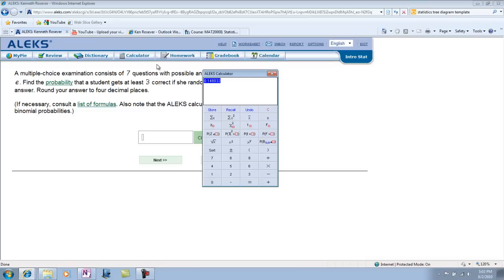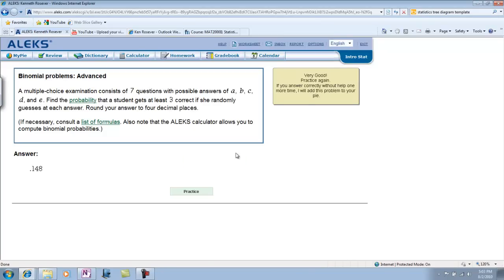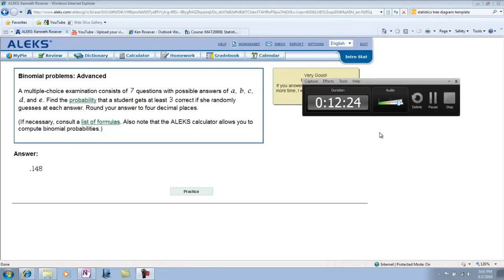And the answer is 0.14803. And since we have to do it to 4 decimal places, we're just going to put 0.148. And that's going to be it for that. And hopefully that's correct and I didn't make any mistakes. Very good. Practice again. So do I have time? No, I don't. Alright, that's it for this one.